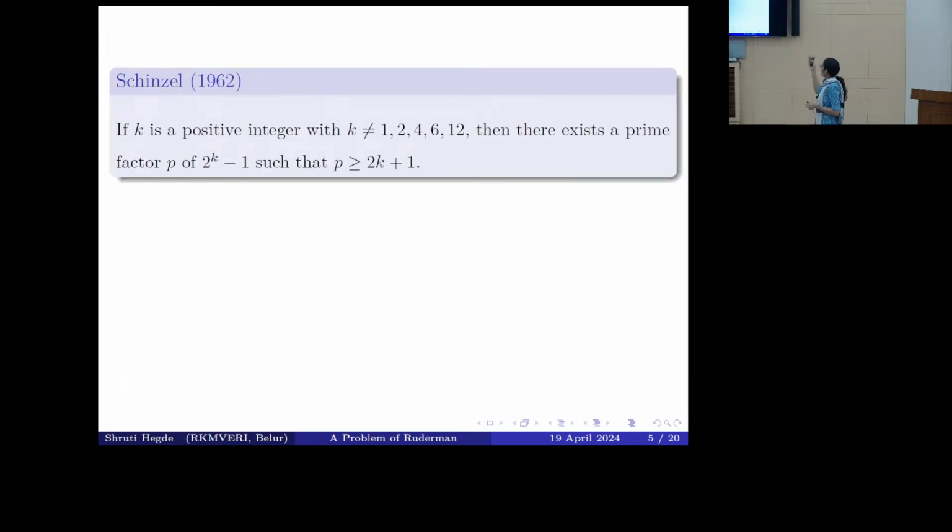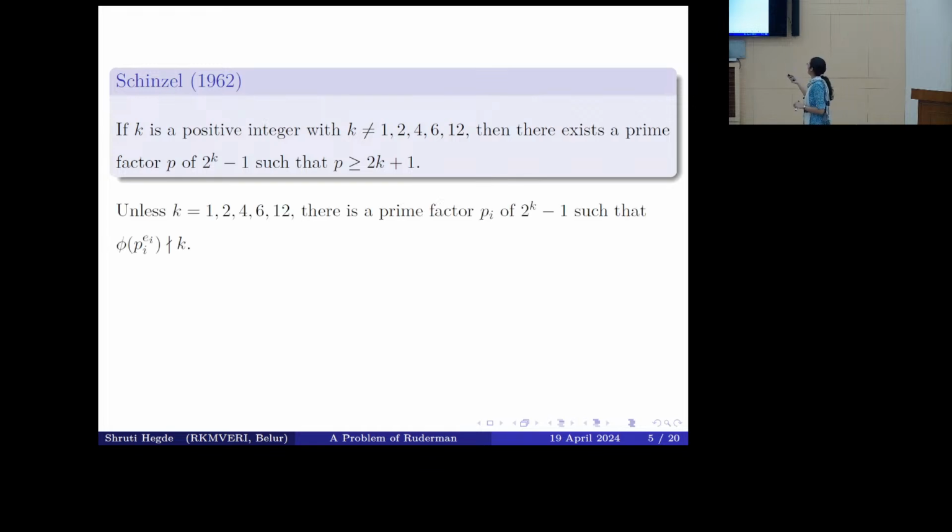If k is not equal to 1, 2, 4, 6 and 12, then there will be a prime factor of 2 power k minus 1 which will be at least 2k plus 1. Right? This is the result of Schinzel. We can use this in Wheeler's theorem and get something, which I am going to tell. Okay. Suppose k is not equal to any of these, right? Then there is a prime factor which is greater than 2k plus 1. Right?